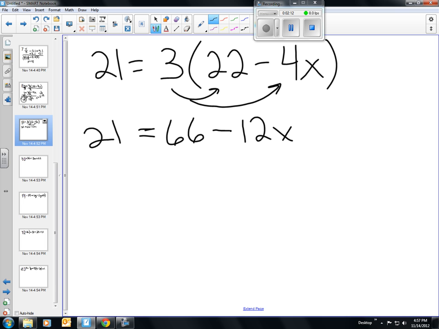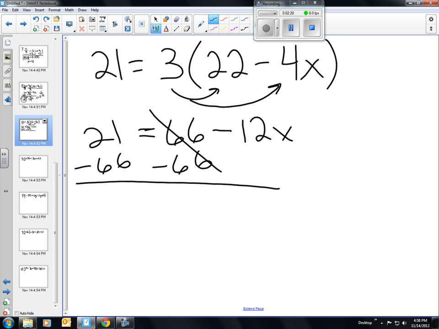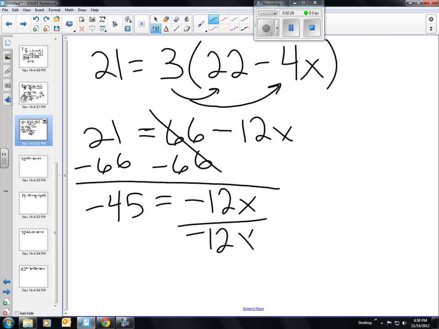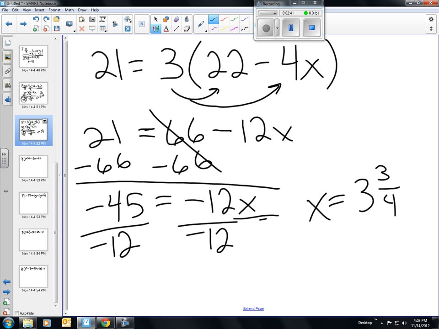And then we would just simply work backward of the order of operations again. So we would start by subtracting the 66 from both sides. The 66 minus 66 would equal 0, and the left side would equal -45 equals -12x. Then we would divide by -12 on both sides. And so x equals, again, 3 3/4, or 3.75.